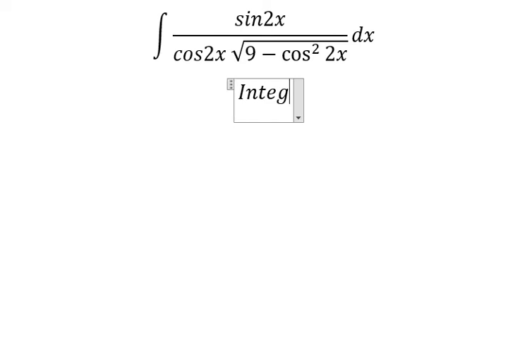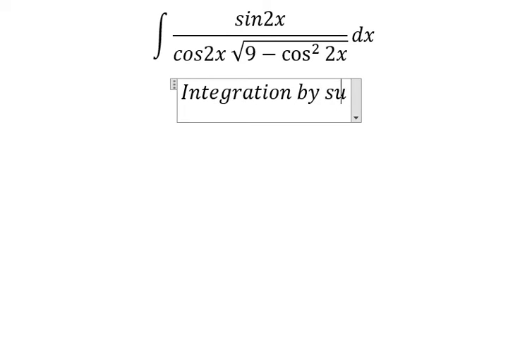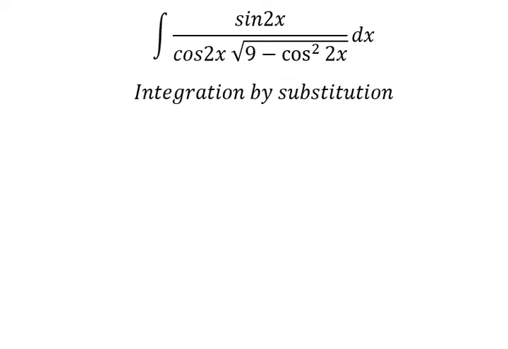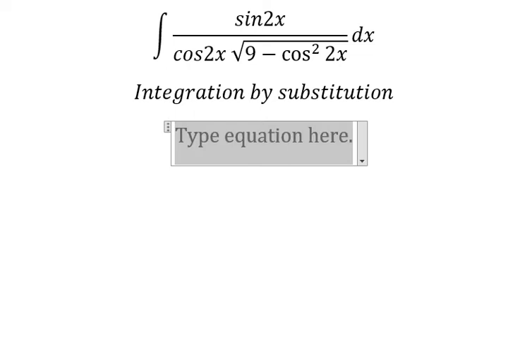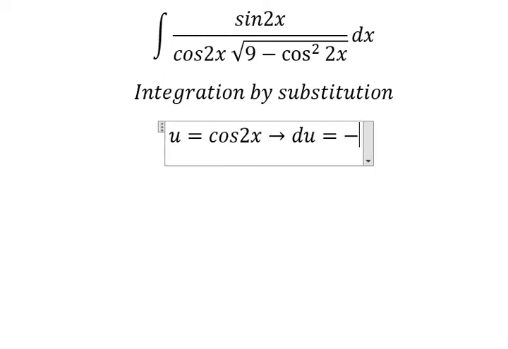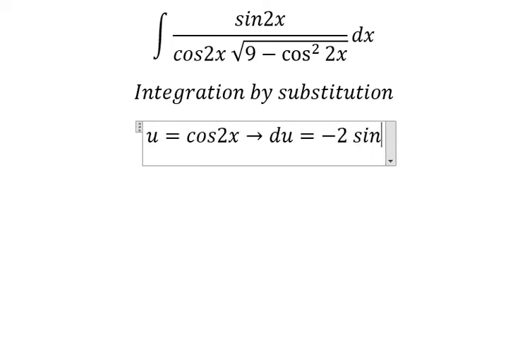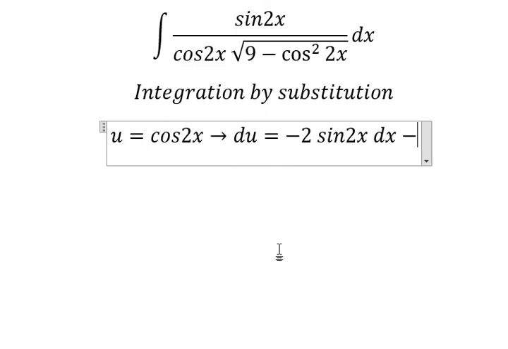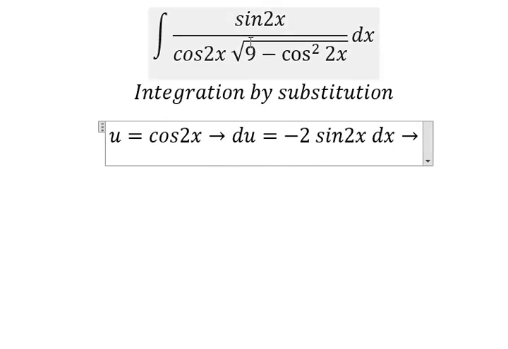We need to use integration by substitution. So I will put u equals cosine 2x. After that, we first need to take the derivative of both sides, and we have negative 2 sine 2x dx. Because we don't have negative 2, we need to divide both sides by negative 2.